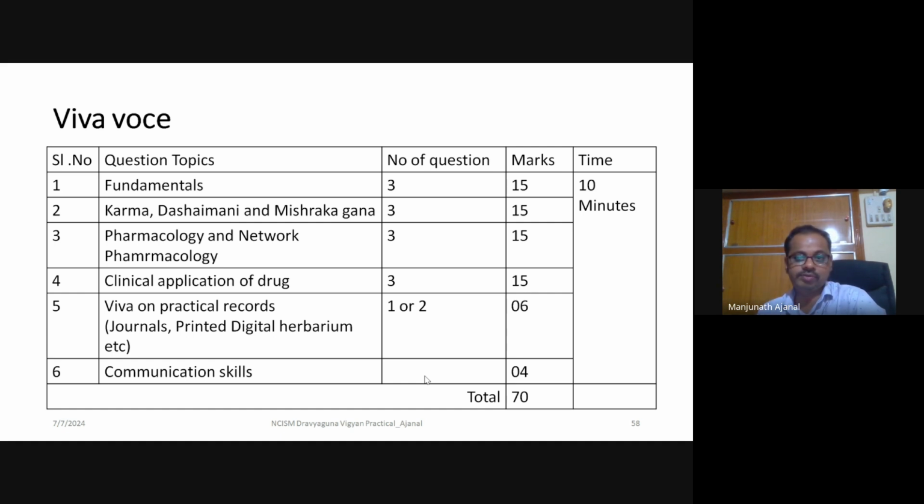Viva for each student is 10 minutes. The number of questions will be almost 10 to 12: fundamentals 3 questions, karma, dashemani, mishraka 3 questions, pharmacology and network pharmacology 3, clinical application 3, and practical records 1 or 2. The total also carries communication skill 4, making a total of 70. So that is about the total practical.